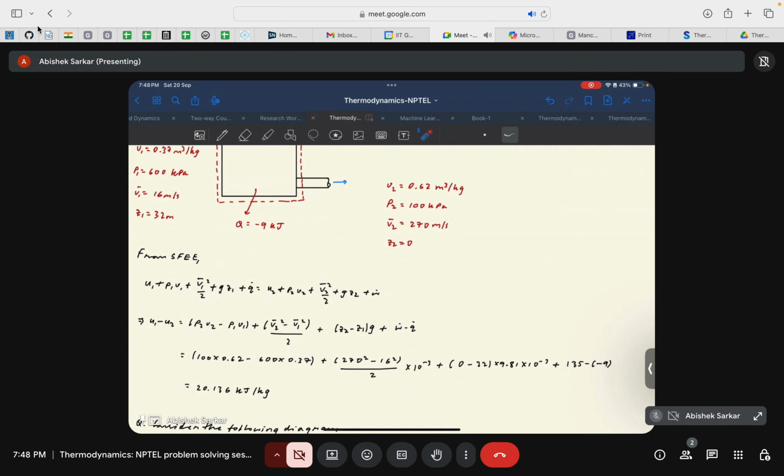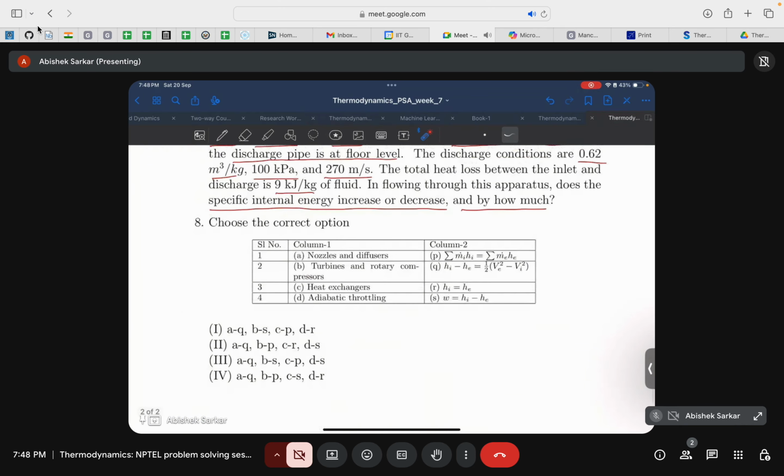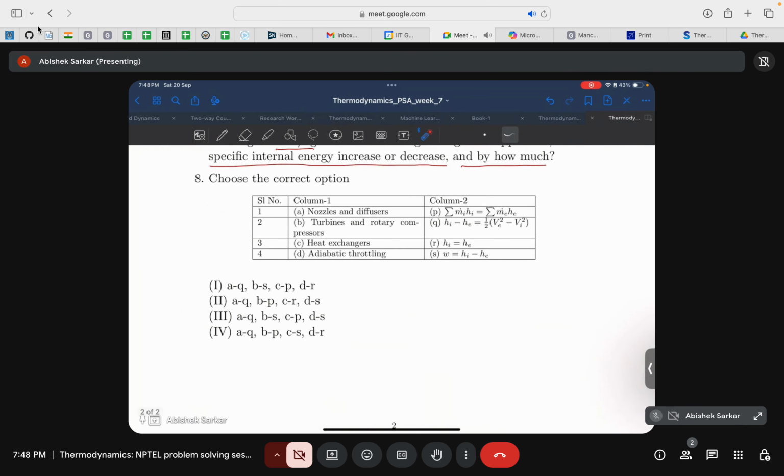For the last question, again it is simple: match the following. You are given all the devices that we already discussed, and the corresponding values of the different energy equations are given. Then you need to match the following. Let us try it out. You can stop the video here and try it out, but let me just try it myself as well.